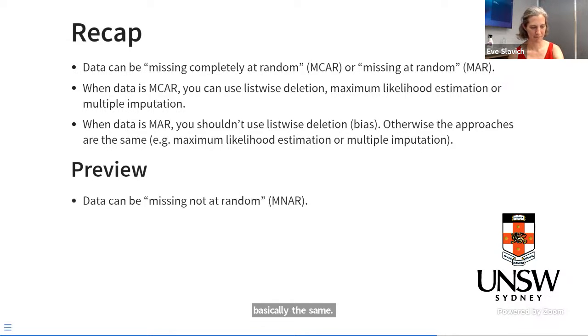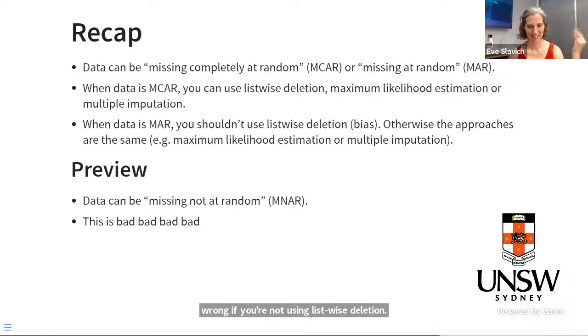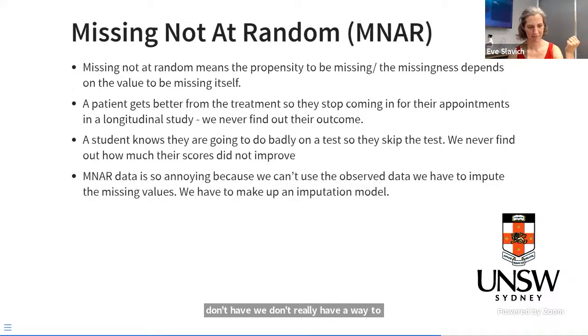So there's not too much grief over getting the missing mechanism wrong if you're not using listwise deletion. So data can also be missing not at random. And this is bad, generally. This just generally gives us an icky feeling because we don't really have a way to know what was going on with the missing data.